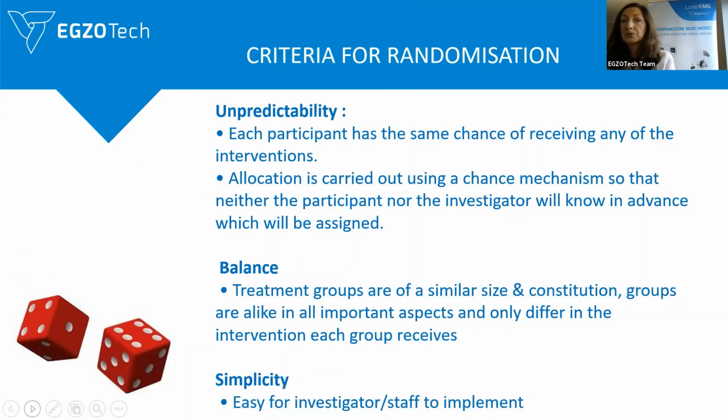Allocation is mostly carried out using a chance mechanism, so that neither the participant nor the investigator, so the scientist, will know in advance which will be assigned. Another criteria is balance. So treatment groups should be of a similar size, constitution. Groups are alike in all important aspects and only differ in the intervention each group receives.